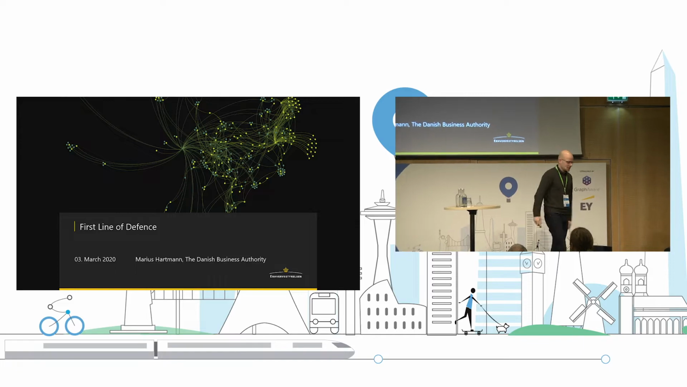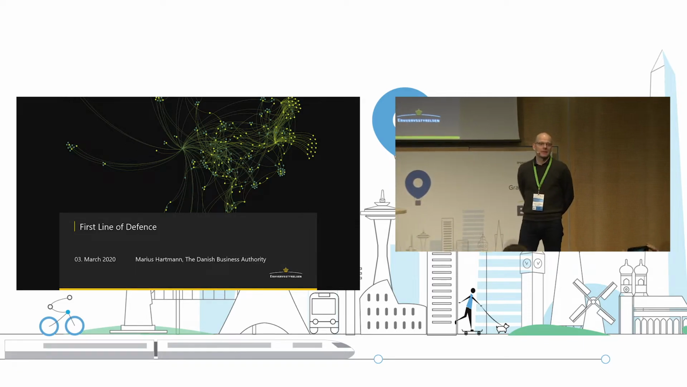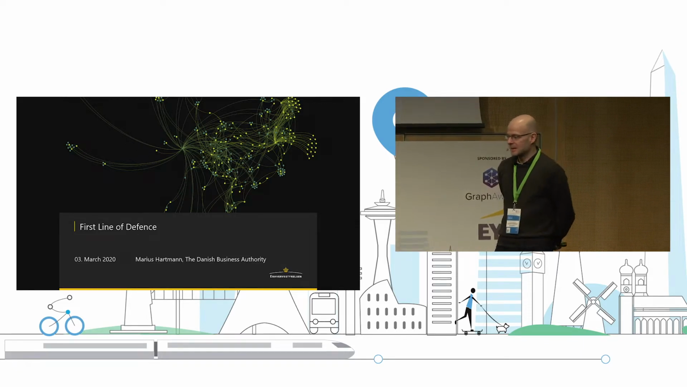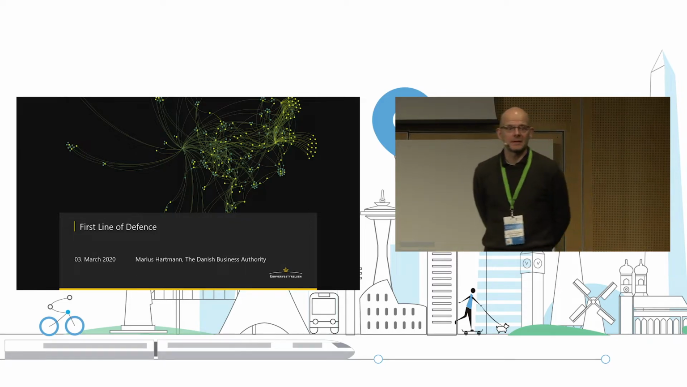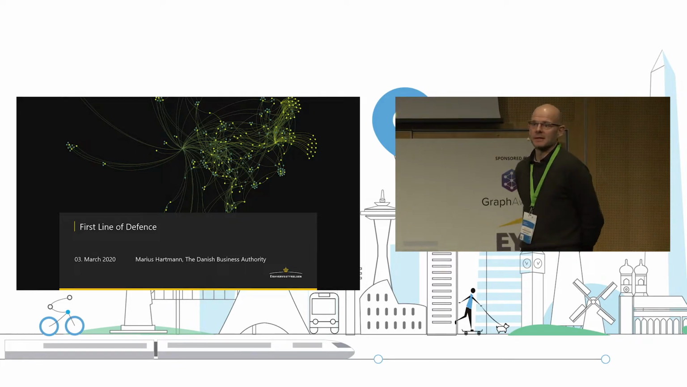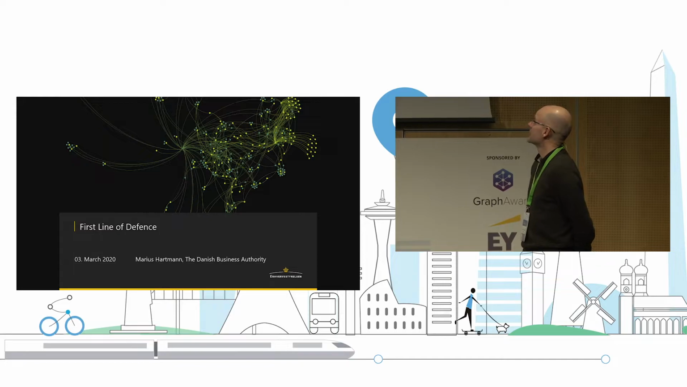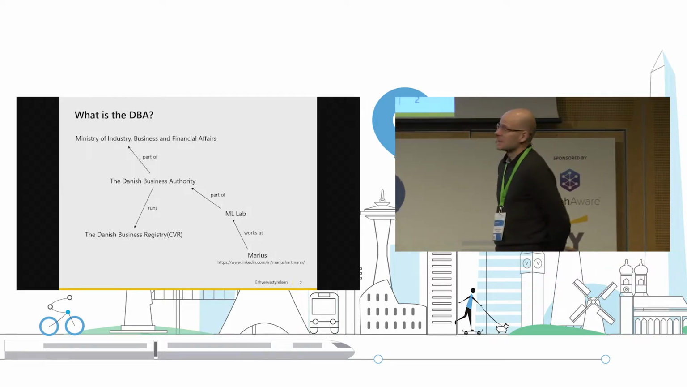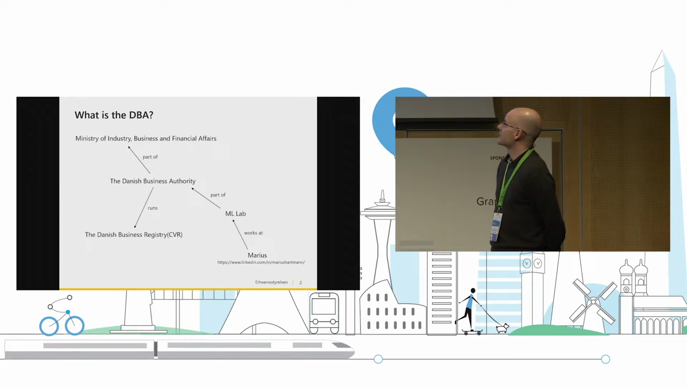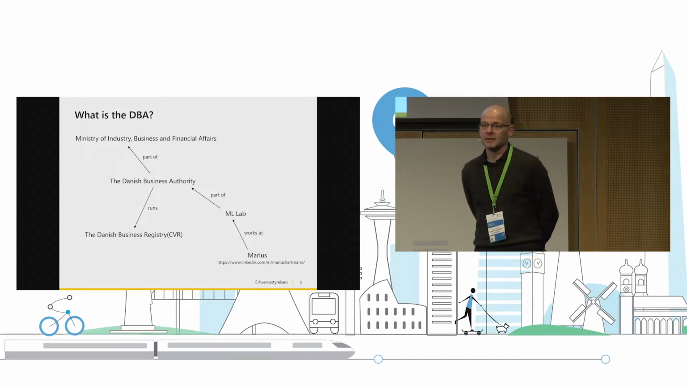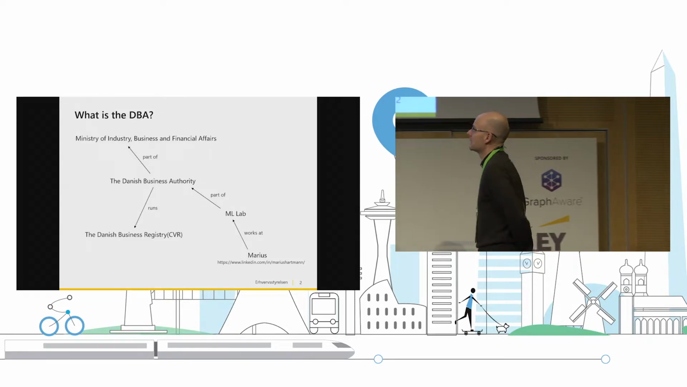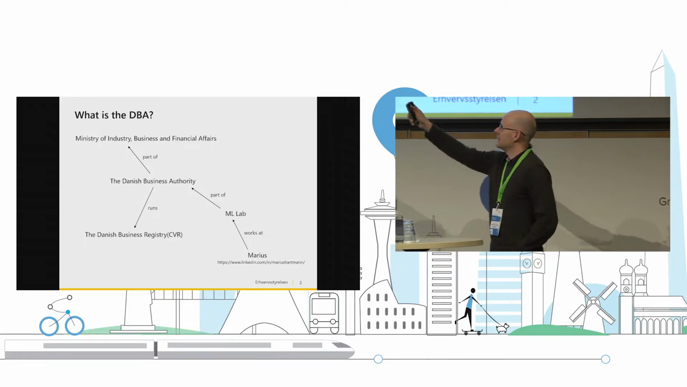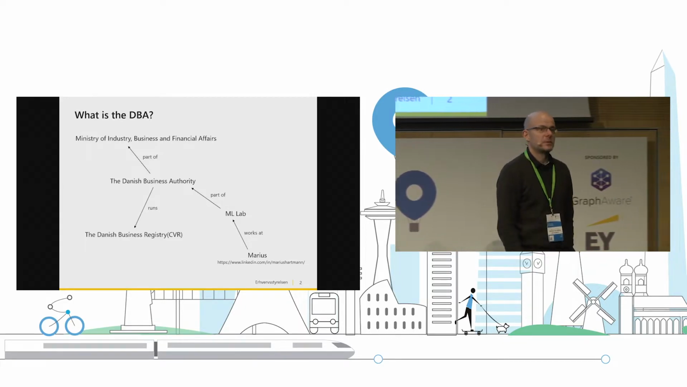I'm going to be talking about how a public authority can become a first line of defense in an anti-fraud type of function. This is me. I work at the machine learning lab at the Danish Business Authority. We're a part of the Ministry of Industry, Business and Financial Affairs. And the reason that we can be called a first line is that we also run the business registry.